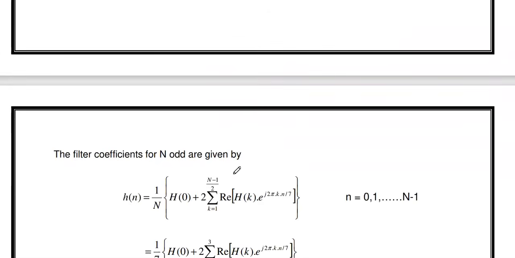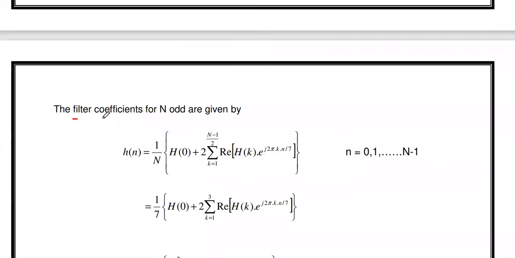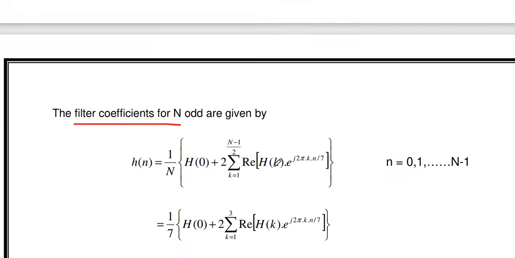Okay, so after calculating H of k, the next step is to find the filter coefficient. In the frequency sampling method, the filter coefficient is calculated using the formula h of n equal to 1 divided by N, times H of 0 plus 2 into the summation from k equal to 1 to (N minus 1) by 2 of the real part of H of k into e power j 2 pi k n by 7.